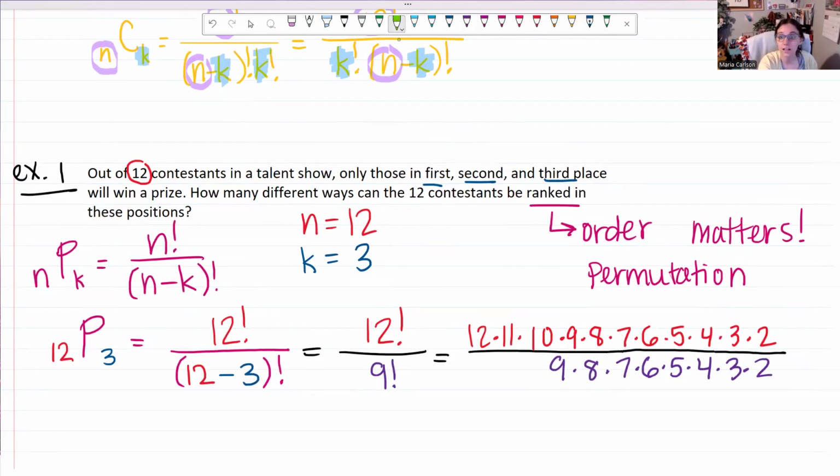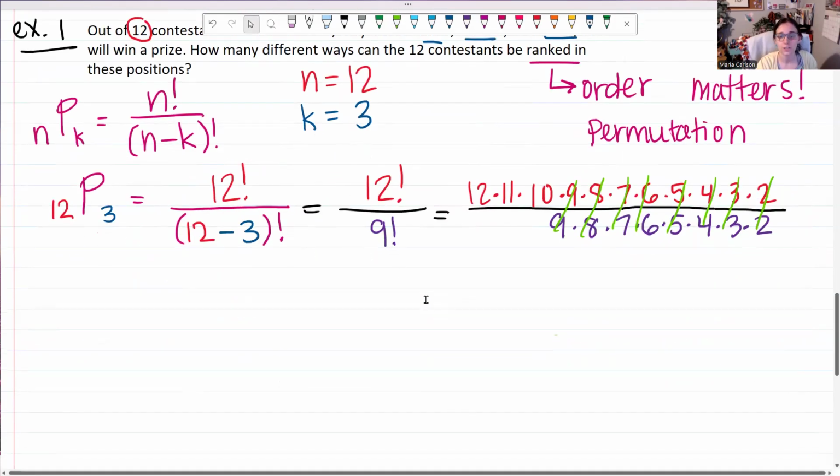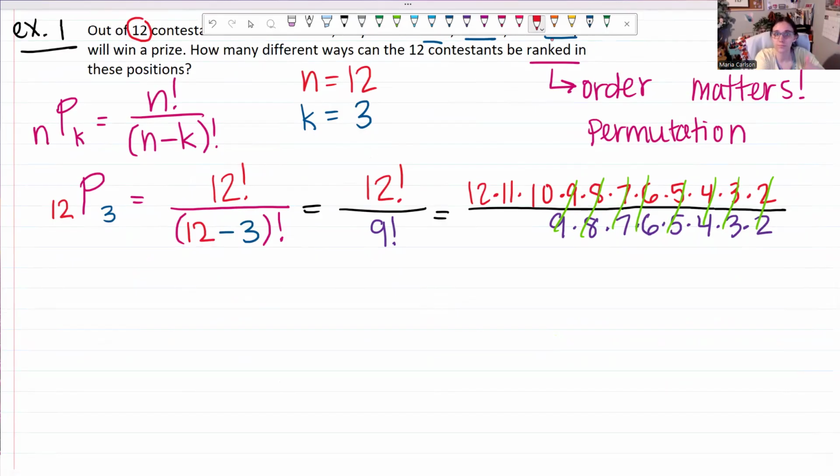So you'll notice a lot of numbers repeat in the numerator and the denominator. So all of those are going to cancel. So the 9s, the 8s, the 7s, the 6s, the 5s, the 4s, the 3s, and the 2s, they're all going to cancel each other out. So the total number of ways that we can rank these contestants is really just 12 times 11 times 10, which if you multiply that, that means there are 1,320 ways.